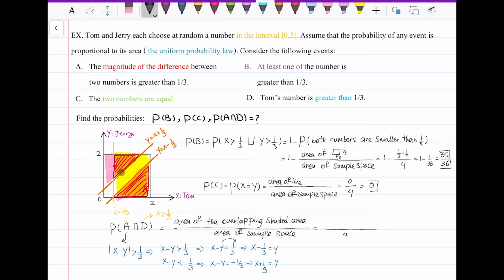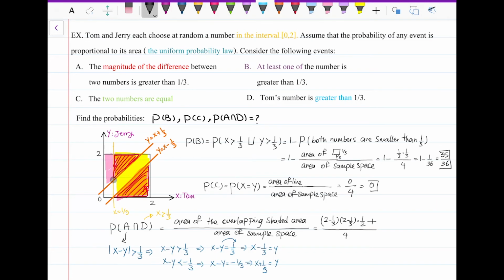So now, how about the area here? This is 1/3. So this side of this triangle would be 2 minus 1/3. This side, as you see, this little part in here is 1/3. So this part is 2 minus 1/3, 2 minus 1/3 divided by 2, plus the area here.